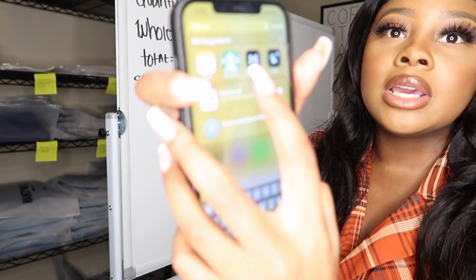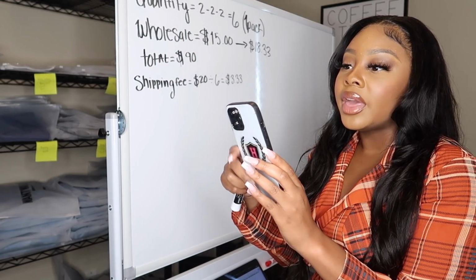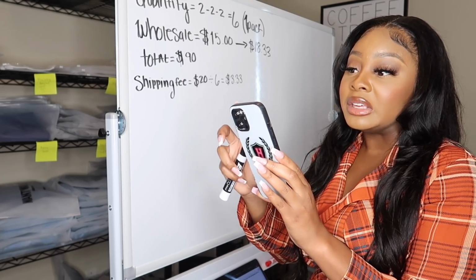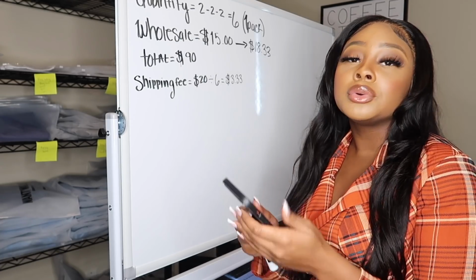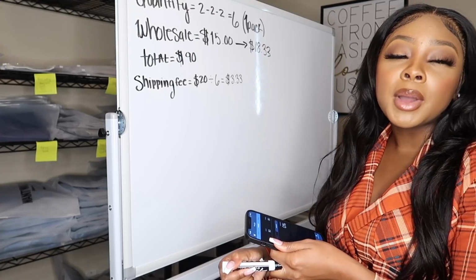And as you guys can see, that is what the app looks like there. It is navy blue with a white M. So that is the app that you want to use when it comes to pricing out your inventory. We already talked about what a markup is.